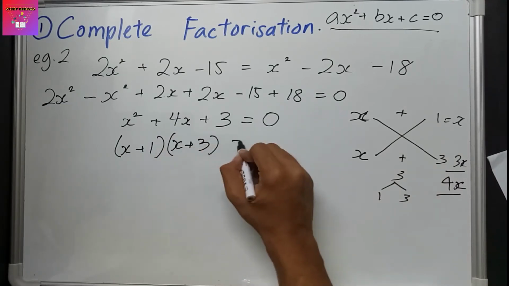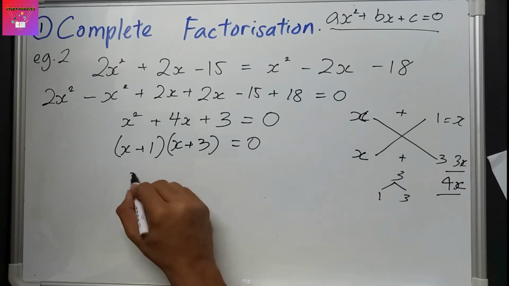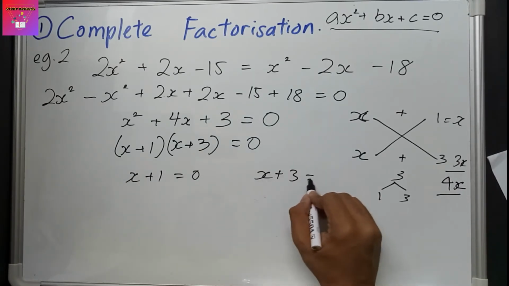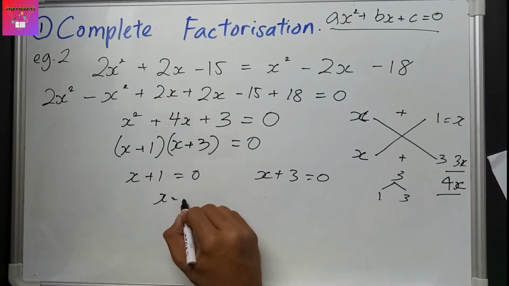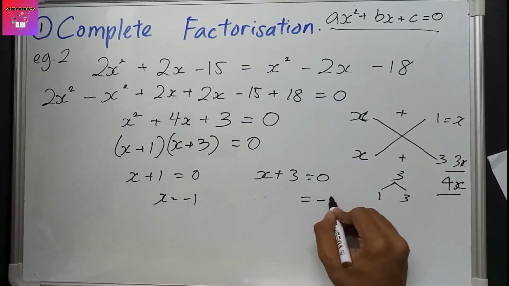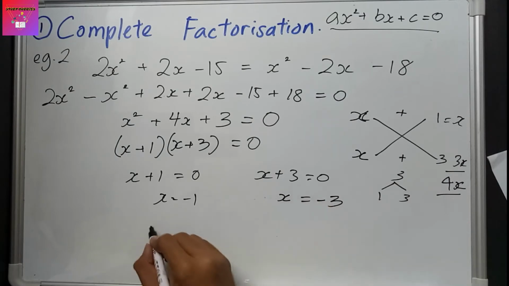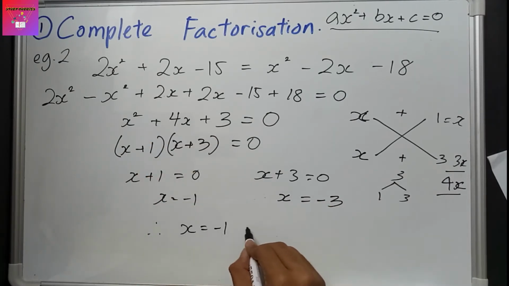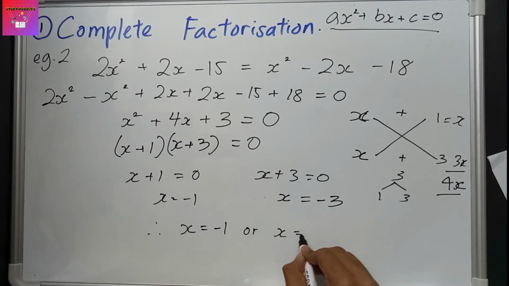plus 3 equals 0, and therefore x plus 1 equals 0, x plus 3 equals 0, x is going to be negative 1 and negative 3. So therefore the answer for this equation is x equals negative 1 or x equals negative 3. So this is how you can solve this kind of questions.